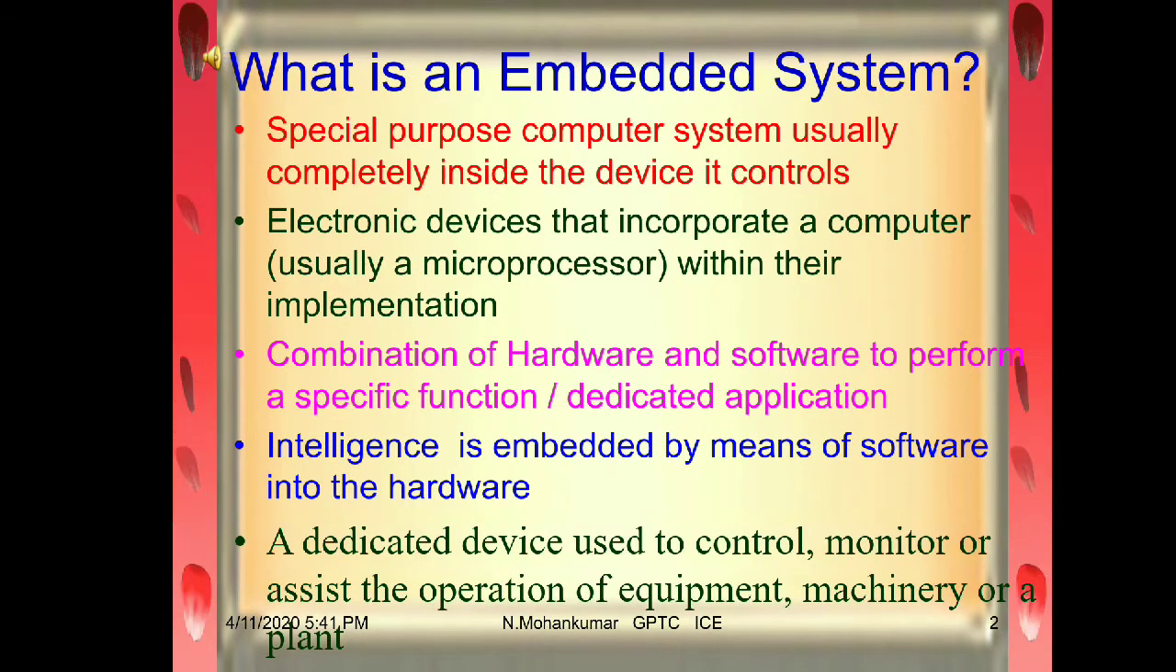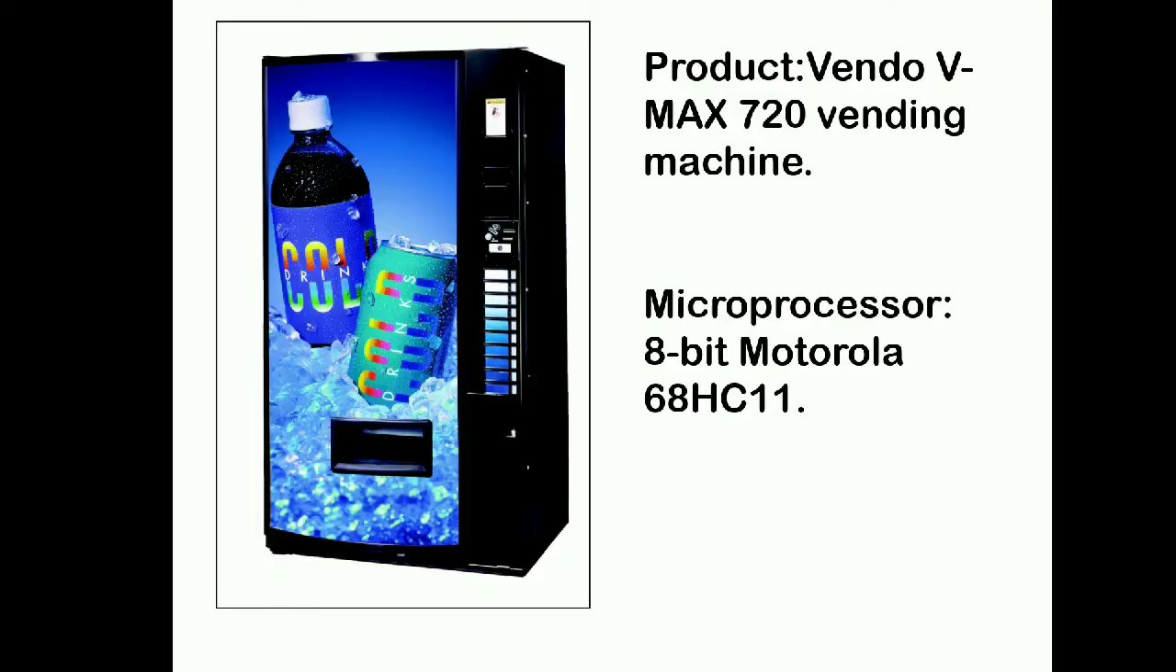So an embedded system is a dedicated device used to control, monitor or assist the main system. That is the idea. Now let us see some examples of the embedded system.